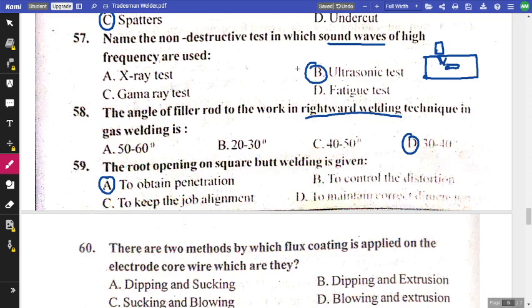There are two methods by which the flux coating is applied on the electrode core wire. Which are they? Dipping is a very common method. The options are dipping and sucking, dipping and extrusion, sucking and blowing, and extrusion. So options C and D we can avoid. Dipping is very common, and dipping and extrusion we use for coating electrodes.